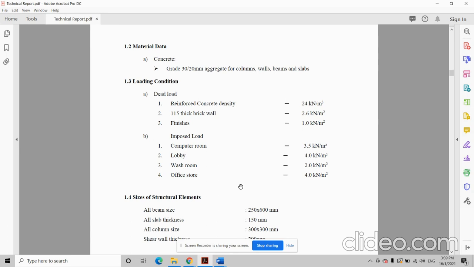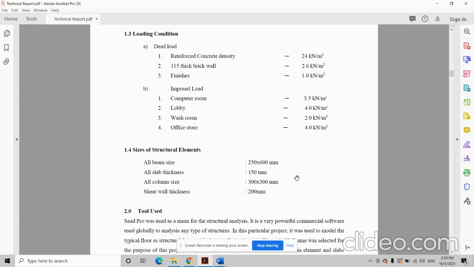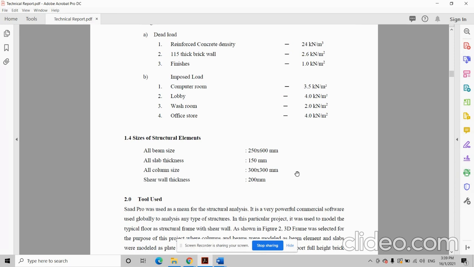Then we have the imposed loads: computer room 3.5, lobby and washroom 2.0, and office 4 kN per meter square. For the sizes of structural elements, we have beams 250 by 600, and the slabs, all of them are 150 millimeters. All the column sizes are 300 by 300 millimeter, and the shear wall thickness is 200 millimeter.